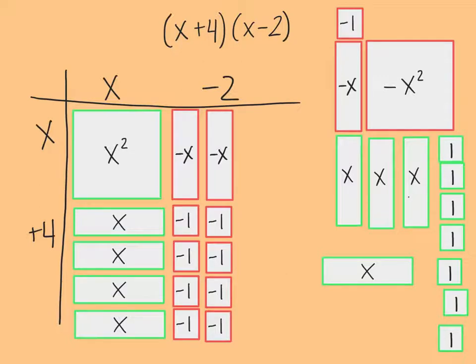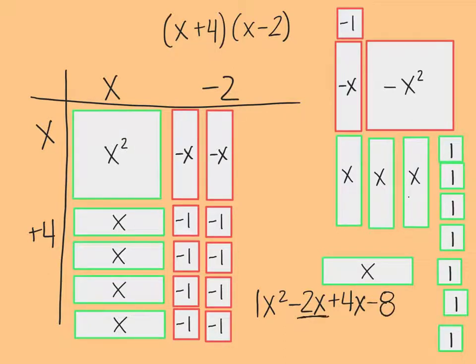So let's go ahead and see what this area is all together. So this first part I have 1 positive x squared, so I have a positive 1x squared. The next part here I have 2 negative x's, so this is going to be a negative 2x. Next I have 4 positive x's, so I will have a positive 4x. And then lastly we have 8 negative 1's, so I have a negative 8.